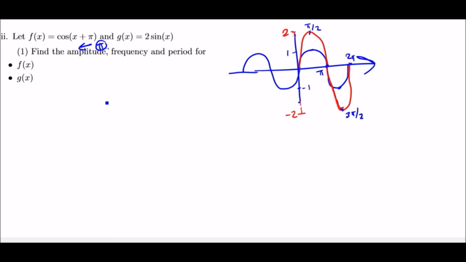As for the cos(x + pi), let's just draw it out here. Always good to have it out. So the regular cos x graph will look a bit like this.